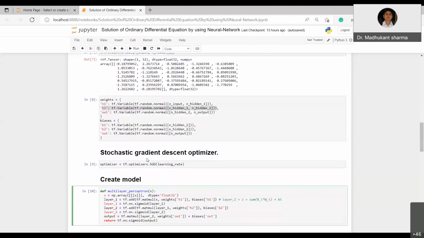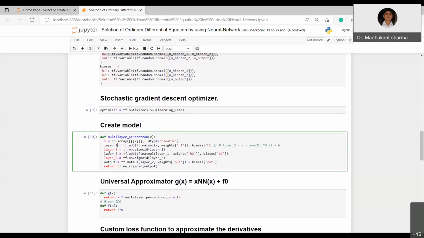So now let's see here, I am defining layer 1. Don't get confused here. Layer 1 means we can change the notation also. Layer 1 means Z also.